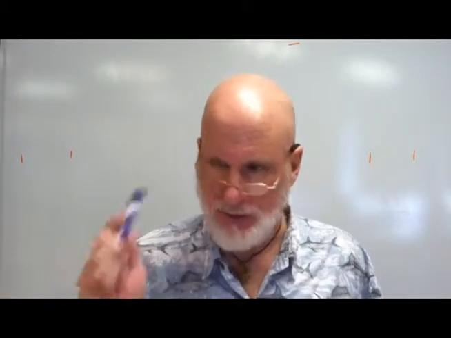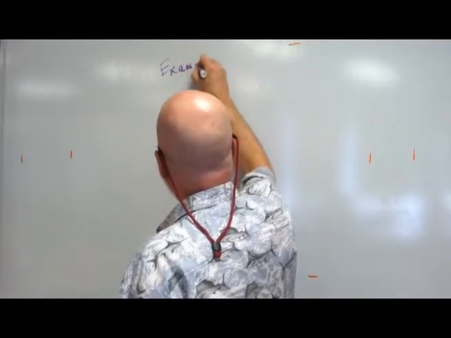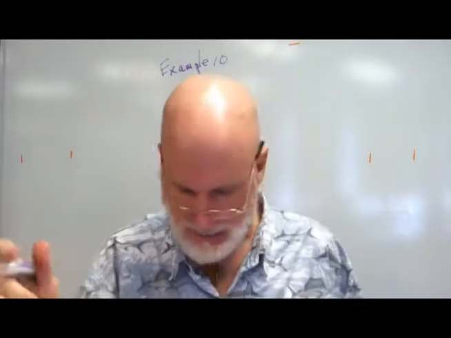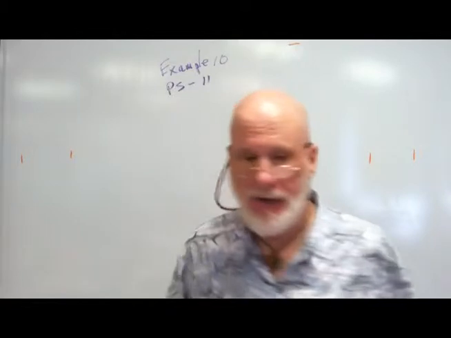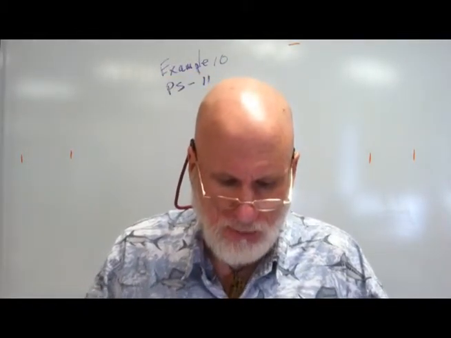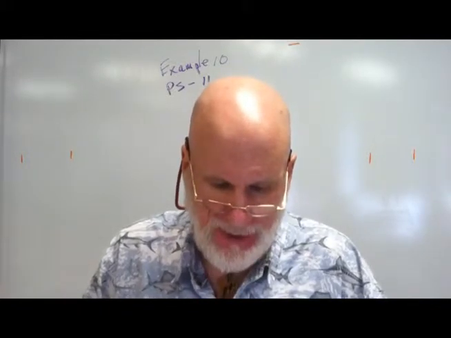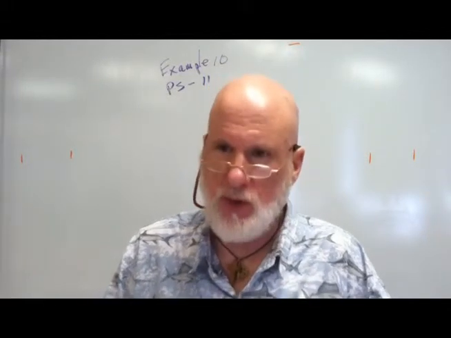Now, I'm going to read the problem to you twice, okay? Example 10. So let's write that down. Example 10, not exercise 10, example 10. And that's problem set 11, okay? It says to cool her 0.200 kilogram cup of 75-degree Celsius hot chocolate, mostly water.